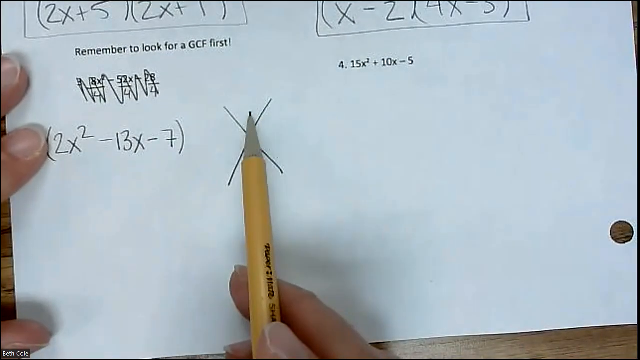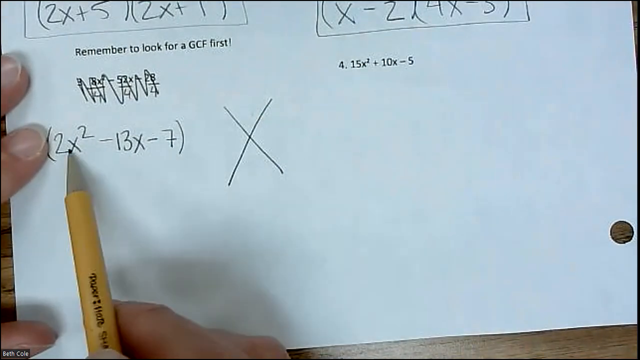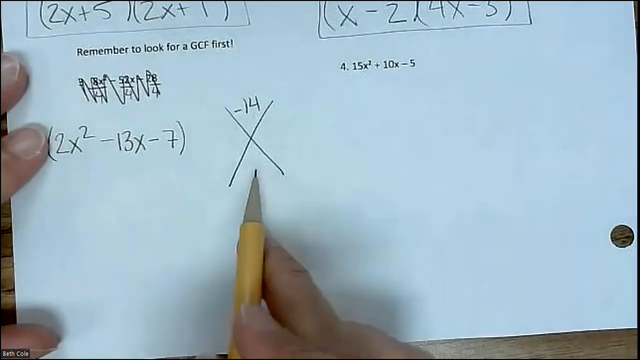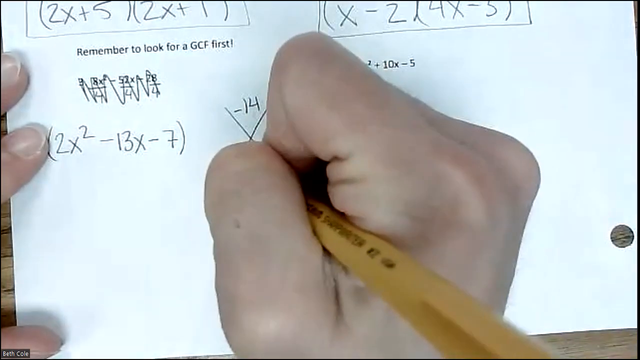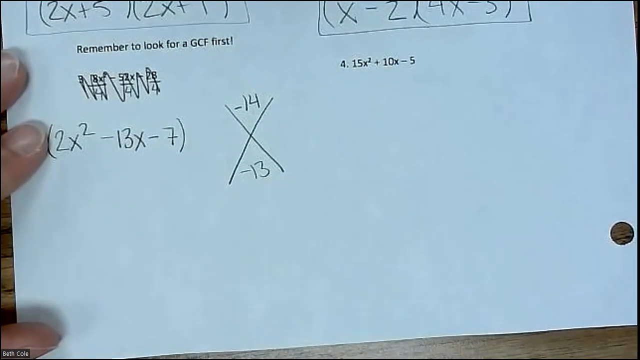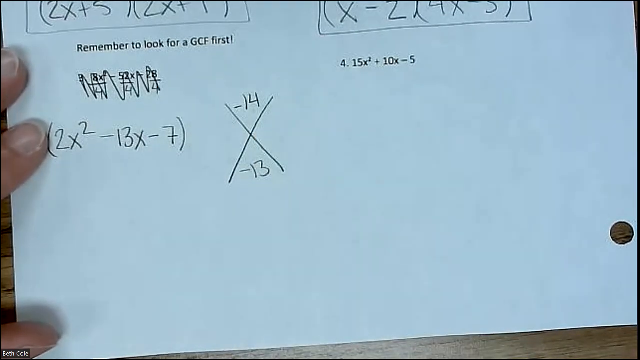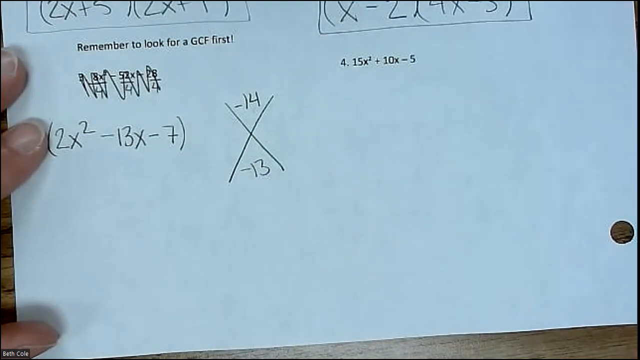What's going to go on the top here? Negative 14. Good. Negative 7 times 2. What goes on the bottom? Good. Perfect. You got it. And then do the X box exactly like I've taught you. You need numbers that multiply to be 14. Now I know you're probably thinking 2 and 7, but 2 plus 7 can't be 13. So that's not going to work.